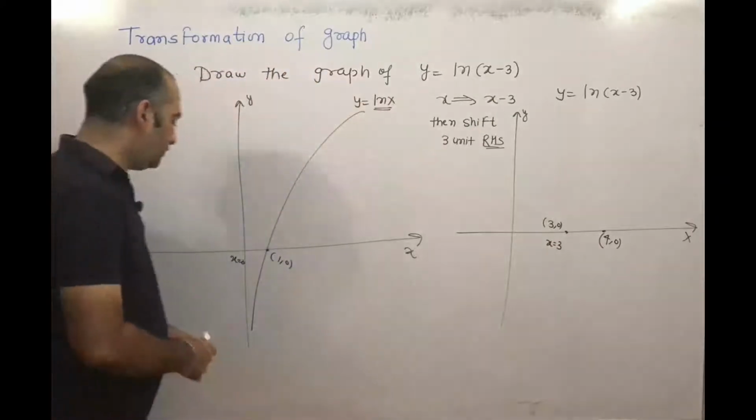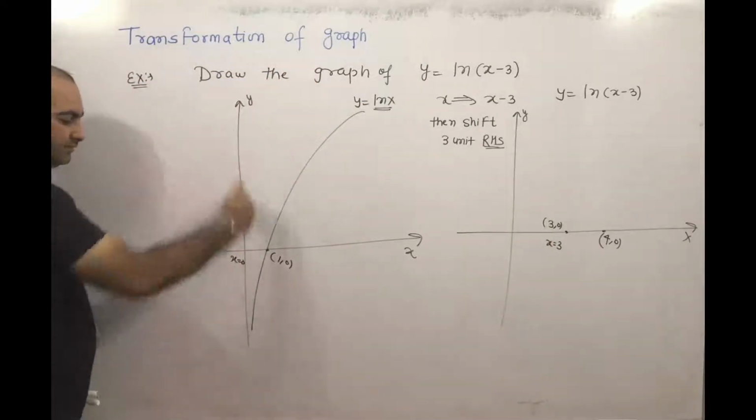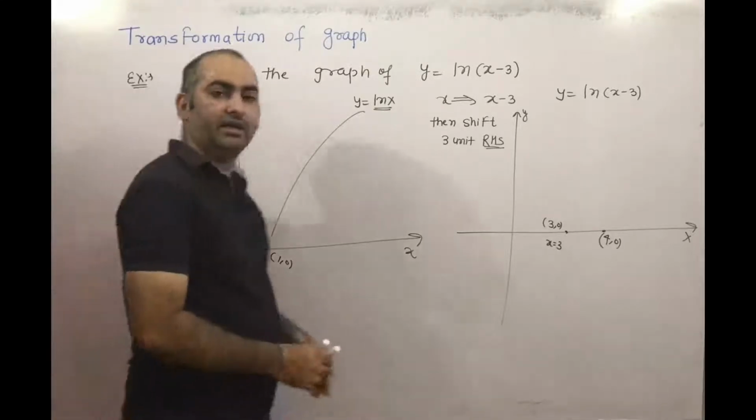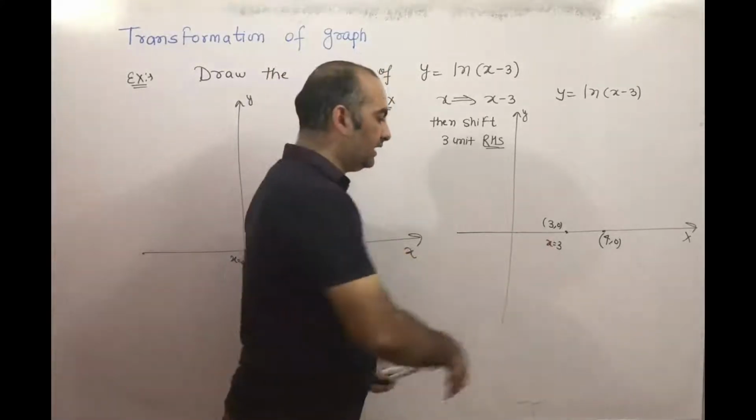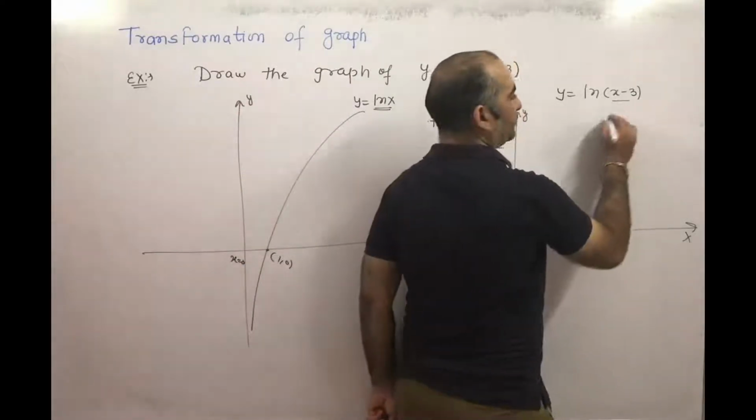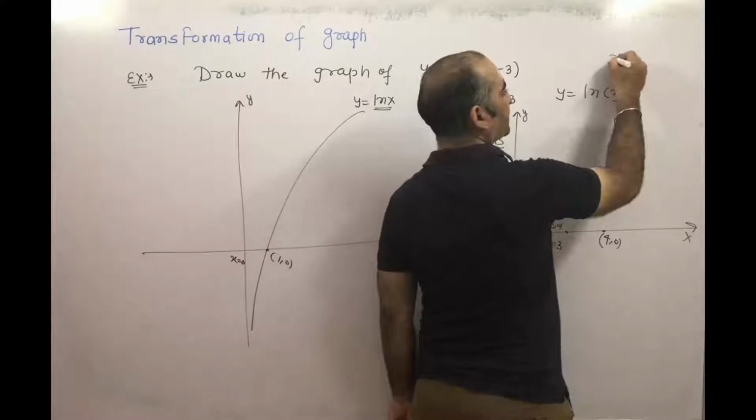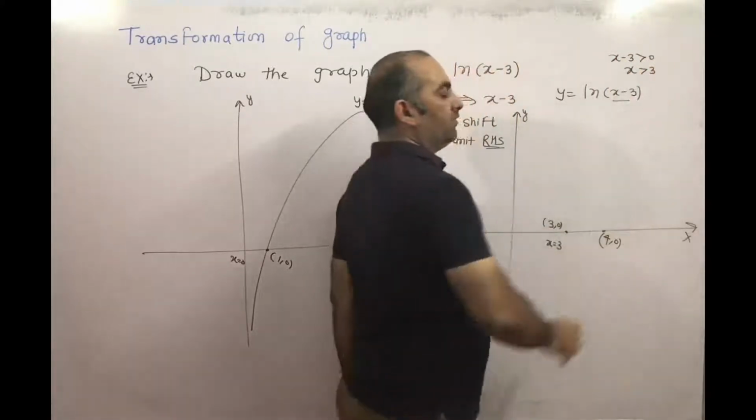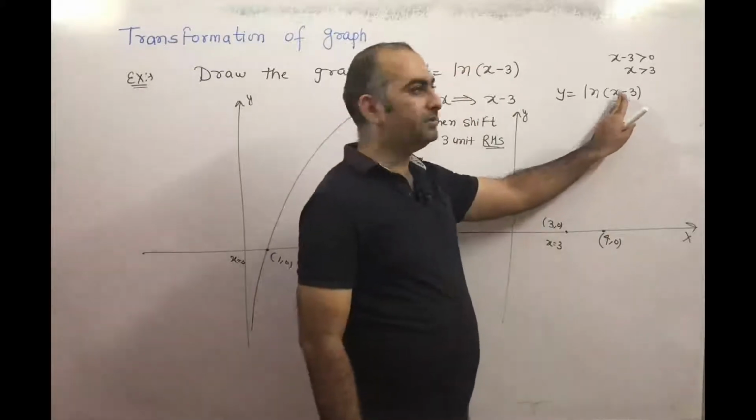Okay, so you can see x equal to 0 is this line. Left hand side of this one we don't have graph. Similarly for x equal to 3, left hand side will not have graph, and we can find the domain also. What is the domain of ln(x minus 3)? x minus 3 should be greater than 0, that means x should be greater than 3. That means for this function x should be greater than 3.